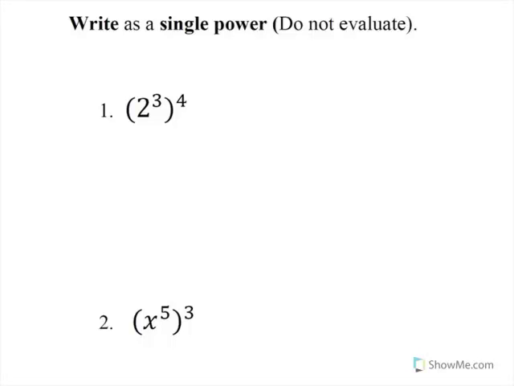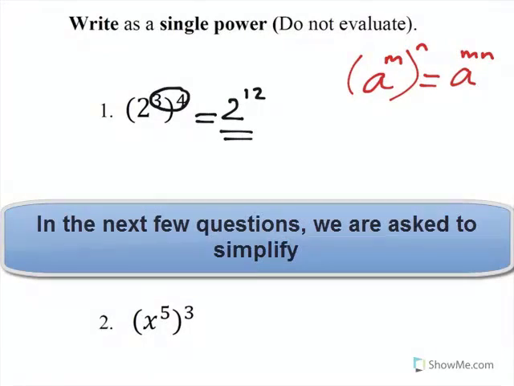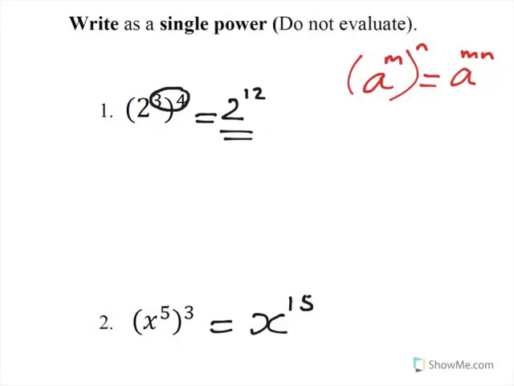The first one, 2 to the power of 3 raised to the power of 4. Well, here we're trying to apply the rule a to the power of m to the power of n equals a to the power of m times n, which is mn. So here we'll be multiplying those two powers together, so it's 2 to the power of 12. 3 times 4 is 12. So that's quite straightforward, and so is this one here. It's x to the power of 5 times 3 is 15. Okay?